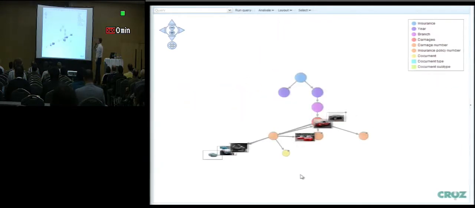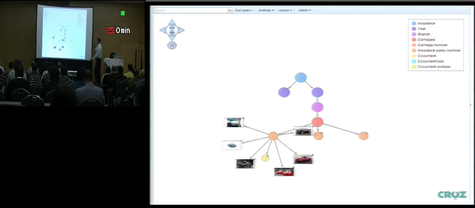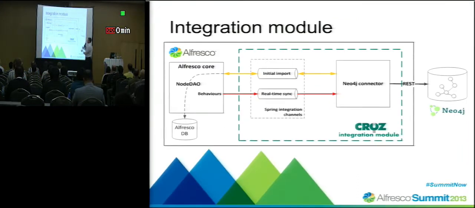Here, what you're seeing is nodes in Neo4j that were basically moved from Alfresco. In the Integration module, there is an initial import component that reads data using Node.dao, transfers it to the Neo4j connector, which transfers data to Neo4j. In Neo4j, we developed an extension that receives this data and creates nodes in the database. Initial import is triggered in Bootstrap, and it's executed in the background, so you don't have to worry about your system being unavailable. Once this is done, the real-time synchronization component kicks in.